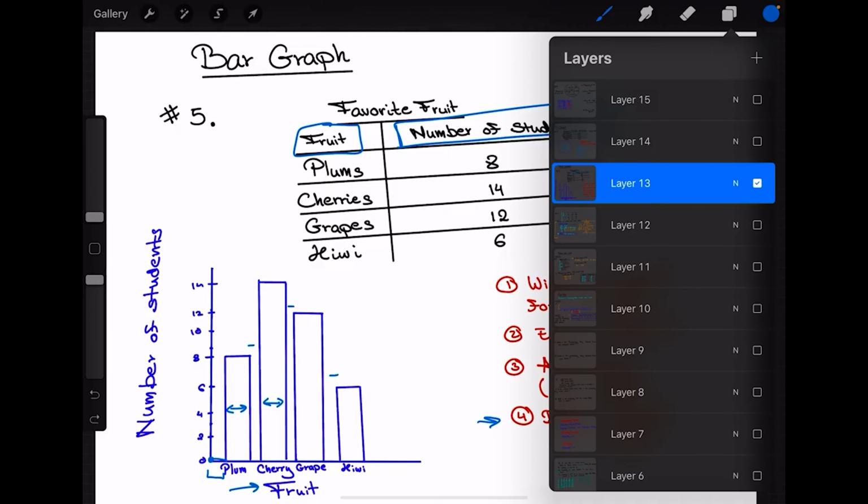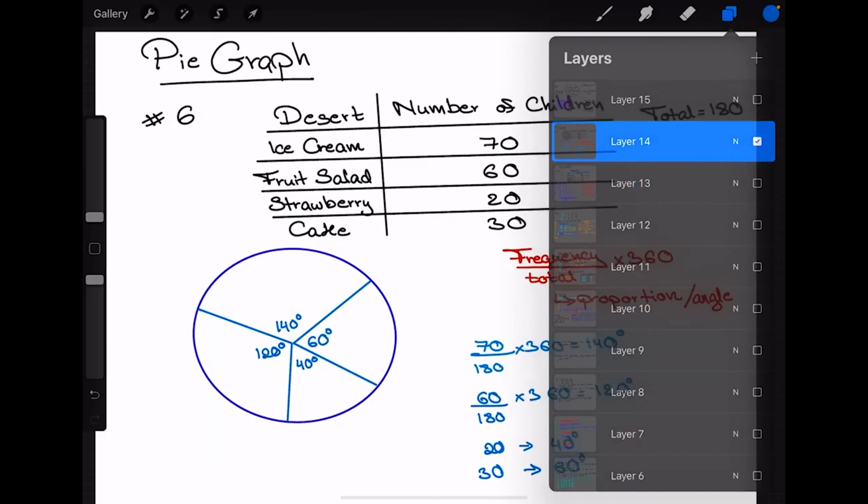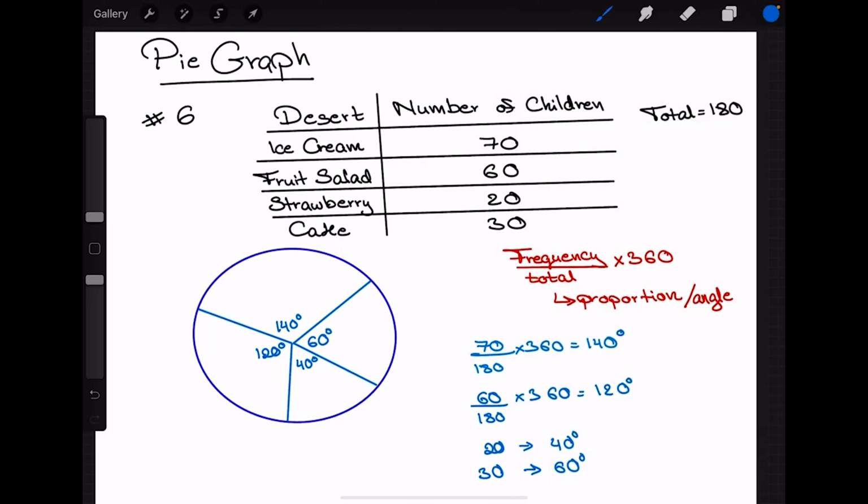Now moving on to the pie charts, I'll be explaining to you how to draw it when they give you a frequency table such as this one over here. Now when they're giving you a table like this, you have to find the angle in which each dessert or whichever variable they give you is on a pie chart.